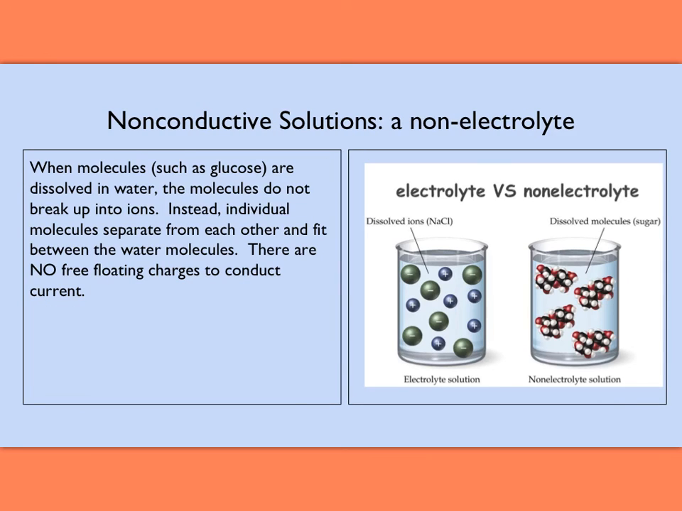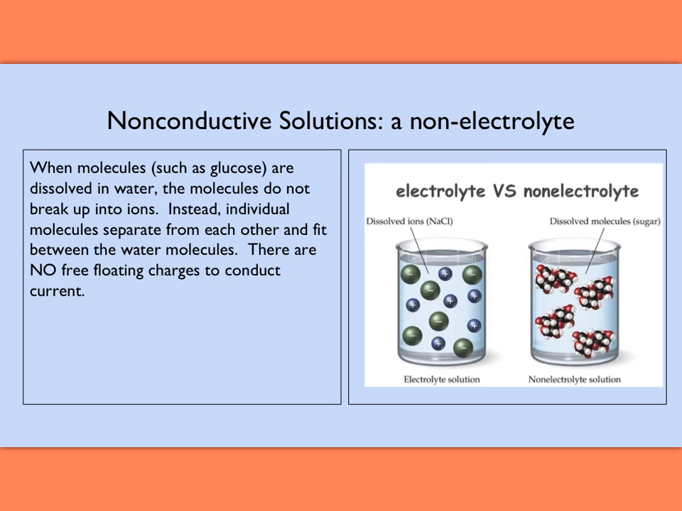When covalent compounds dissolve in water, they form non-conductive solutions. So when molecules such as glucose or sucrose or ethanol dissolve in water, the molecules don't break into ions. Instead, the molecules just separate from one another and fit between the water molecules. You can see that in this picture here. You don't see any positive or negative charges, so the resulting solution is a non-electrolyte.